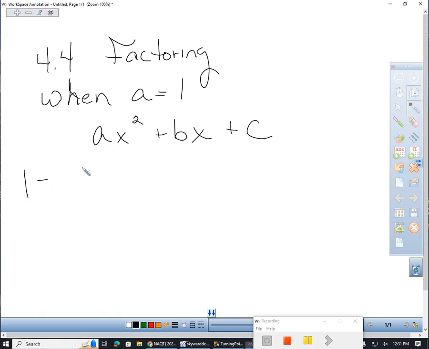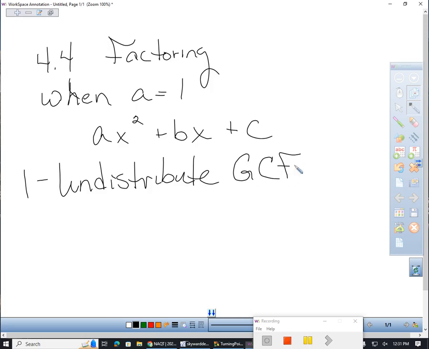Step 1, you're going to undistribute the greatest common factor. You always have to take out the greatest common factor. You need your very first term to be a positive 1, if at all possible. Okay? Step 2, you're going to draw the x. Remember those wonderful x puzzles? We miss them, don't we?